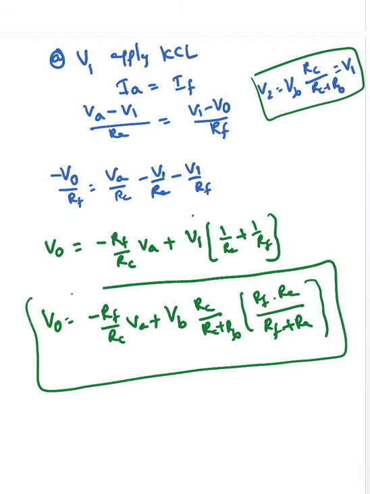This is our V0. You can see it is differentiating, so VB minus VA. This is the differential amplifier.